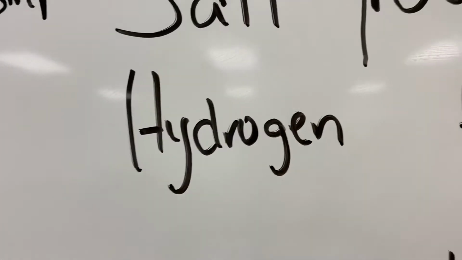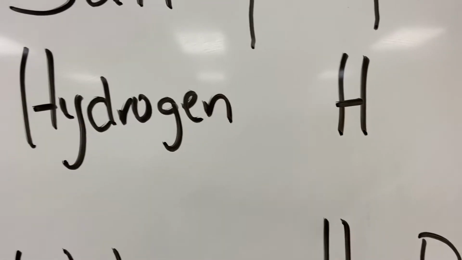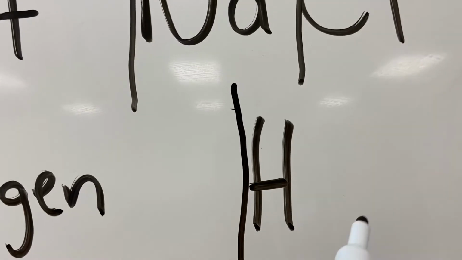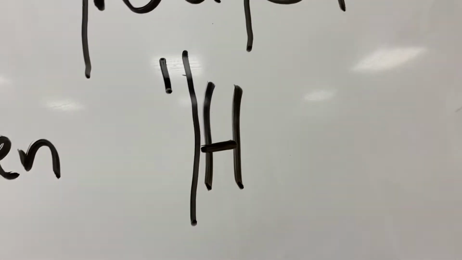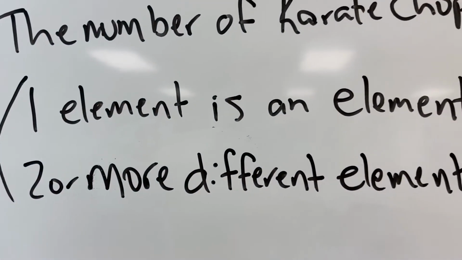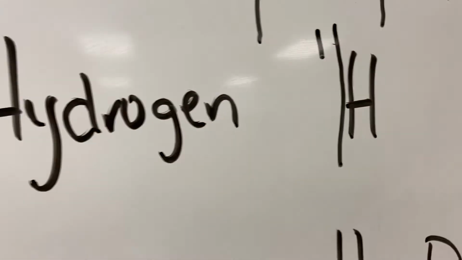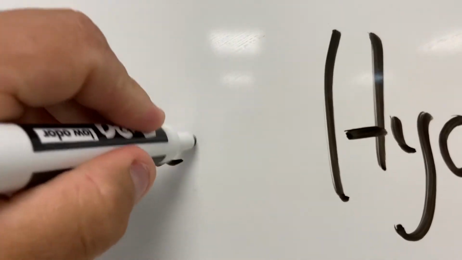So now we go to the next one, which is hydrogen. We go up here, we karate chop the capital letters. There's nothing else beyond that, so we label that a 1. Okay, go back to the rules. One karate chop, one element is an element. So we know with the one karate chop that this is an element.